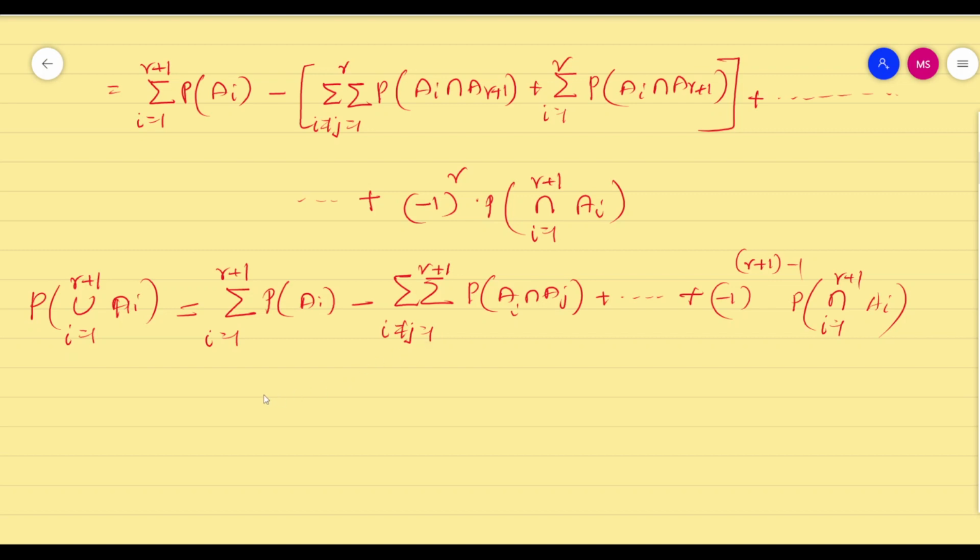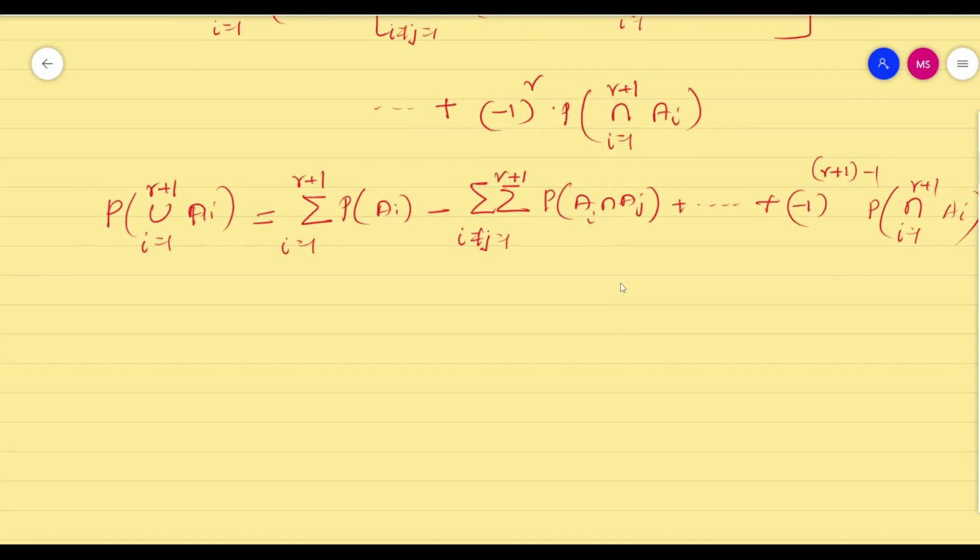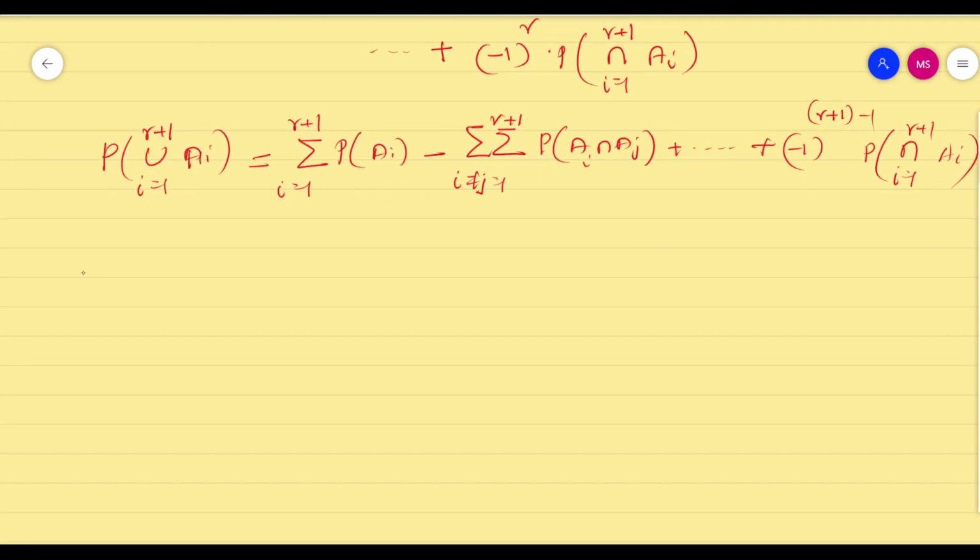Observe the statement: P of the union, i running from 1 to n, of A_i is equal to summation i from 1 to n of P of A_i minus summation i not equal to j, from 1 to n, of P of A_i intersection A_j, plus and so on, plus (minus 1) to the power of n minus 1 into P of the intersection, i equal to 1 to n, of A_i. So therefore our theorem is true for n equal to r+1 events.